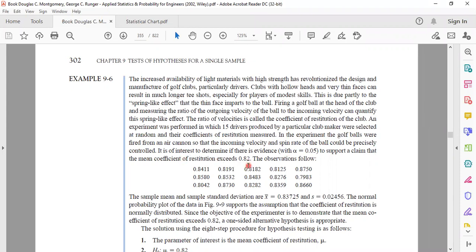Okay, so they specifically tell me that they want something greater than 0.82, but I cannot use this greater than symbol in the null hypothesis. So naturally, I'm going to write mu naught equals 0.82 in the null hypothesis and mu greater than 0.82 in the alternative hypothesis. So it is a one-sided test, which is clear from this line.